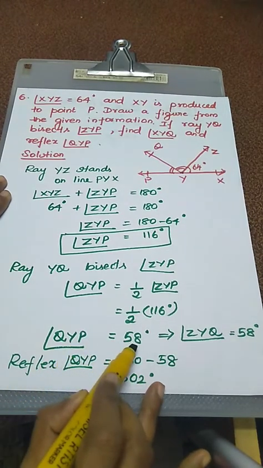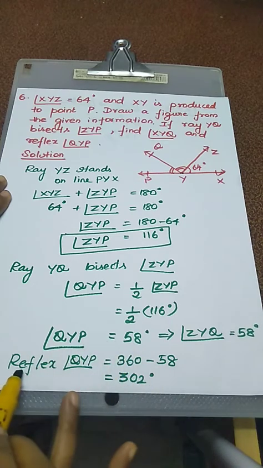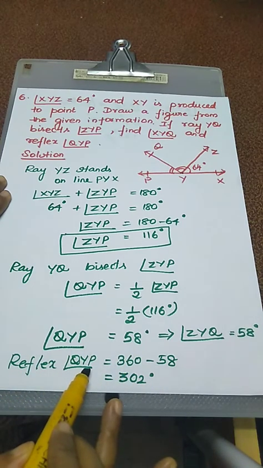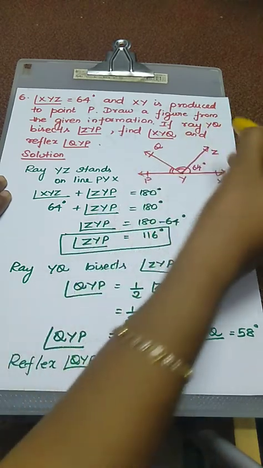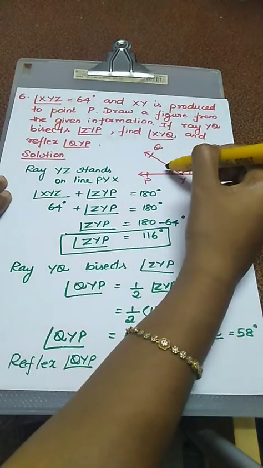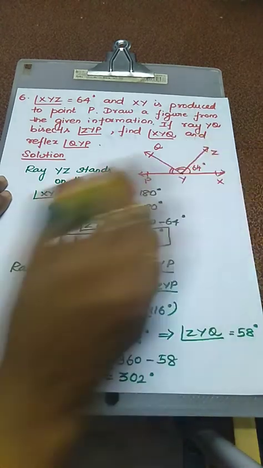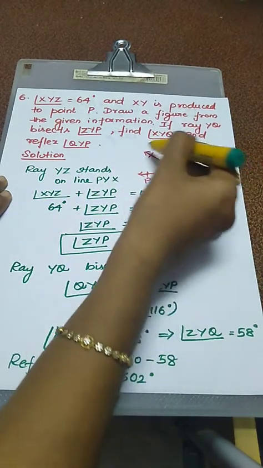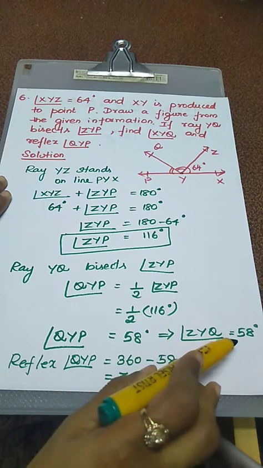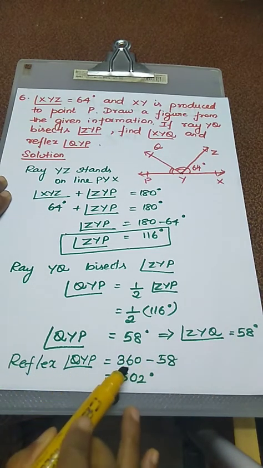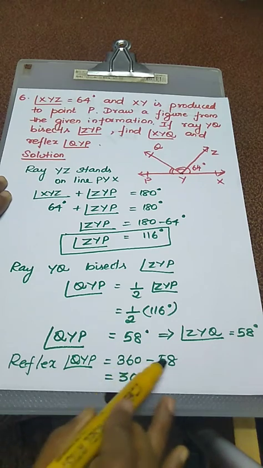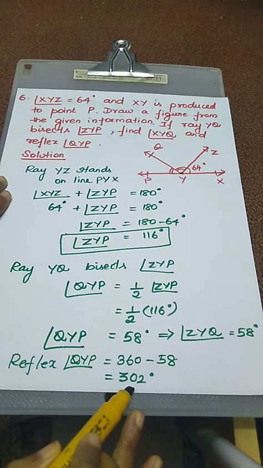Actually QYP value is 58 degree. Easily we have to calculate the reflex angle of QYP. But QYP is 58 degree means, what about ZYQ? QYP is 58 degree means automatically ZYQ is also 58 degree. So those are equivalent values, no. So easily we have to calculate the reflex angle of QYP. That is 360 minus 58. So subtract the value. The answer is 302 degree.